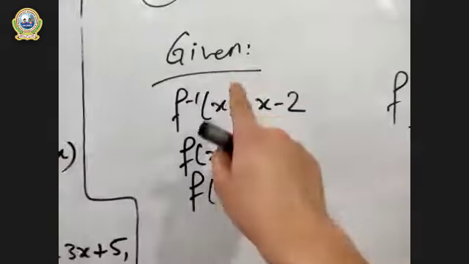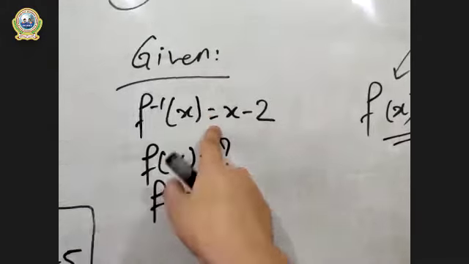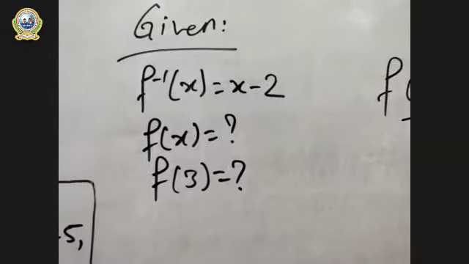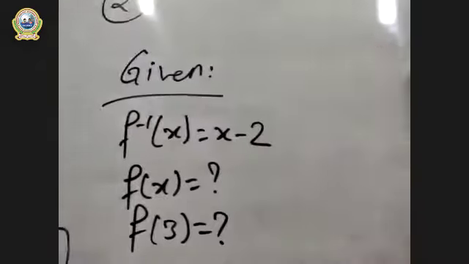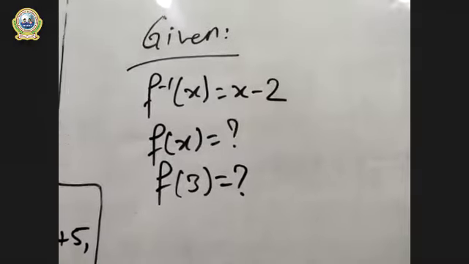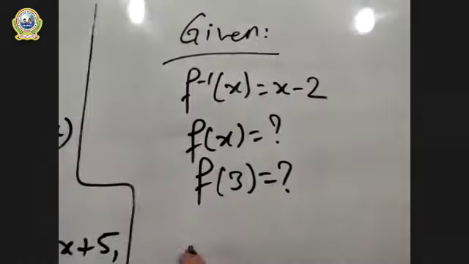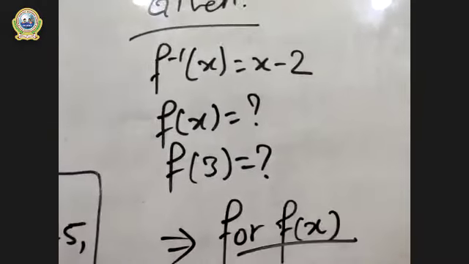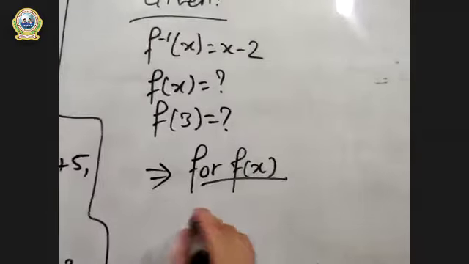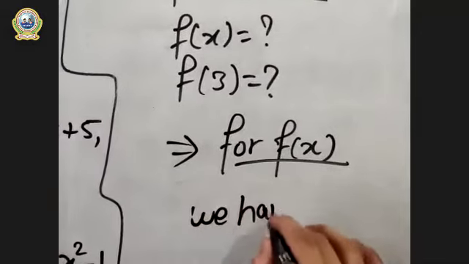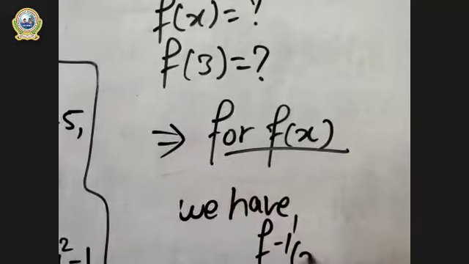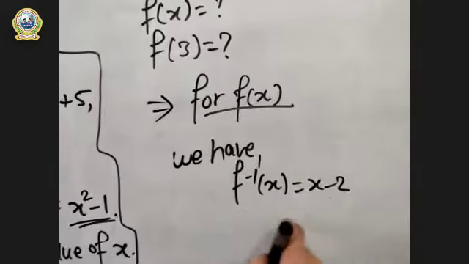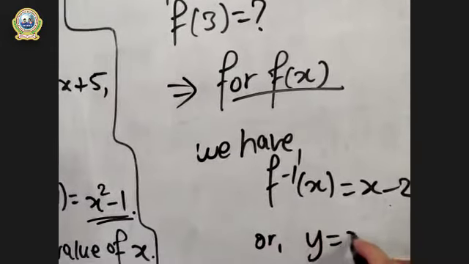So here the inverse is given to us. If you calculate the inverse of the inverse function, then it will be our original function. So let's calculate the inverse of this one. Write the first arrow, it will be for Fx. We are given F inverse X is equal to X minus 2. Now you can replace this F inverse X as Y, so Y is equal to X minus 2.